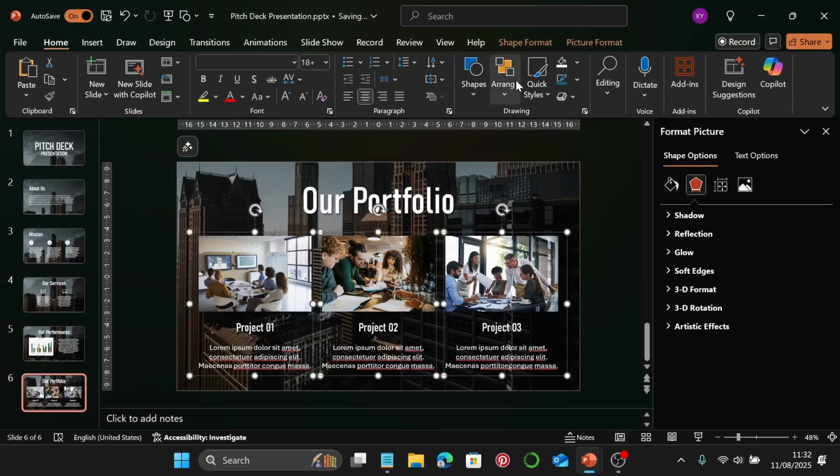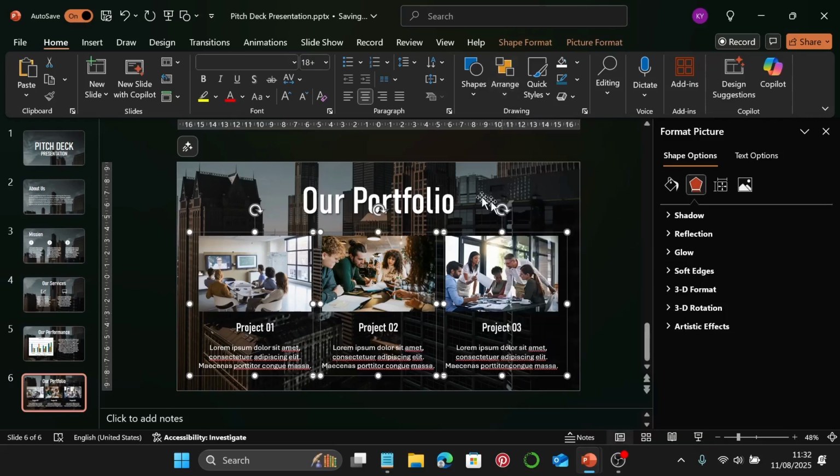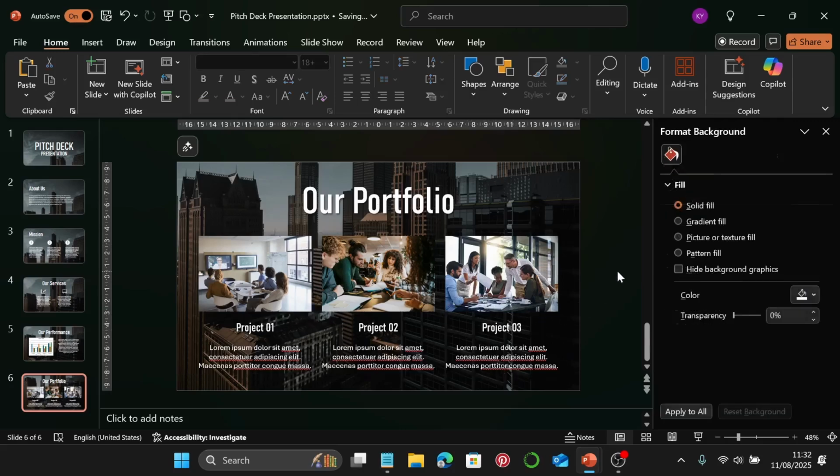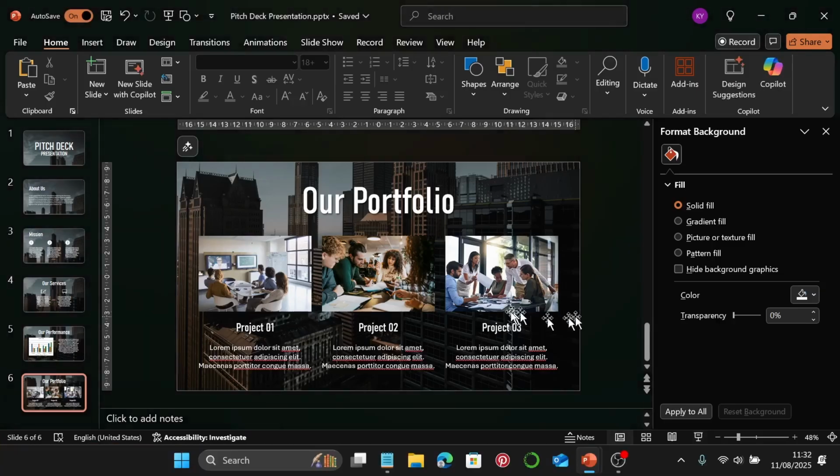Select these 3, go to arrange, align and distribute horizontally, no changes, and yeah, this is what we have. And let's take a moment to look at it in the slideshow view. And yeah, this is our portfolio slide and we're done with this. Let's move on to the next slide.